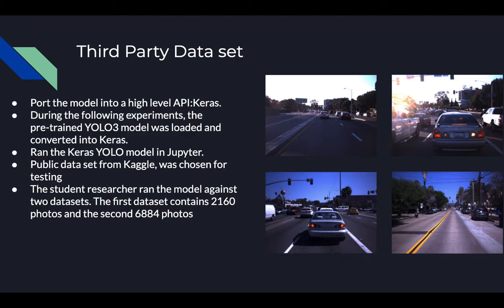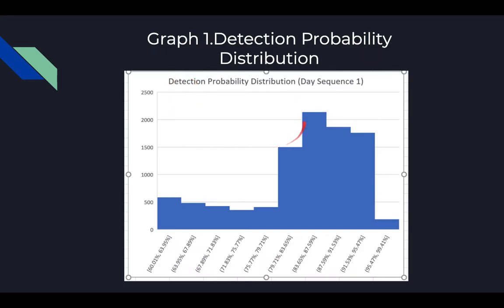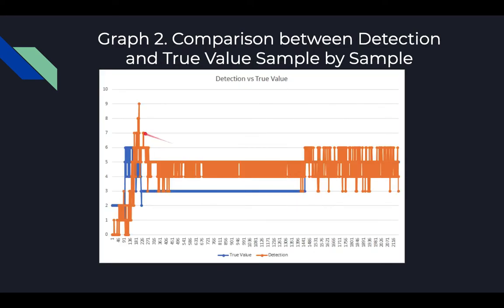After running against the LISA dataset, these are the results. Here is the detection probability distribution. It's like a bell curve, and the majority is clustered around 79 to 99%. That's a very high detection rate. And this is the comparison of the values: this is how many actual lights there were, and these are the guesses the model made, the predicted.